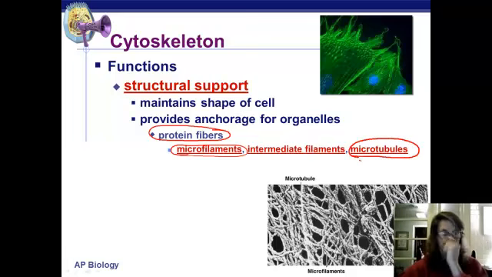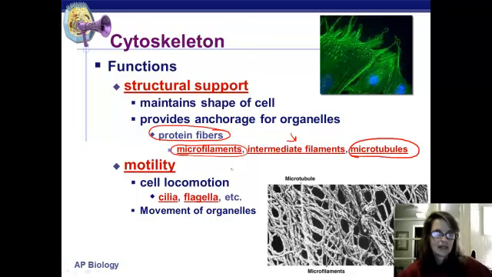So those are all parts of the cytoskeleton. These guys, intermediate filaments, really don't do much. They really truly are just scaffolding, but the other two actually do a lot of activities. Things like motility, like allowing the cell itself to move. Cilia and flagella are made out of microtubules and allow cells to move. The organelles inside cells are allowed to move also because of microtubules.